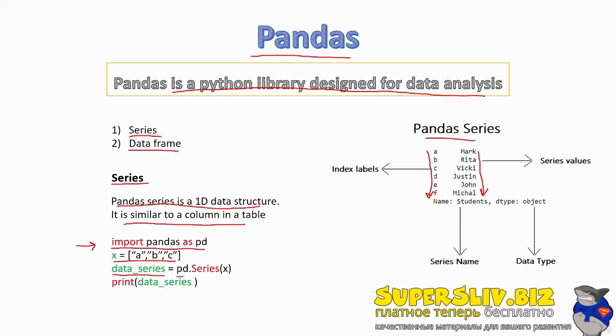Then I have used the .Series method in the Pandas library. Then I passed list X as an argument. Then it will create the Pandas series from that list. Then I have typed print data series. It will print the series. So the output will be A, B, C. Then the indexes are 0, 1, 2.